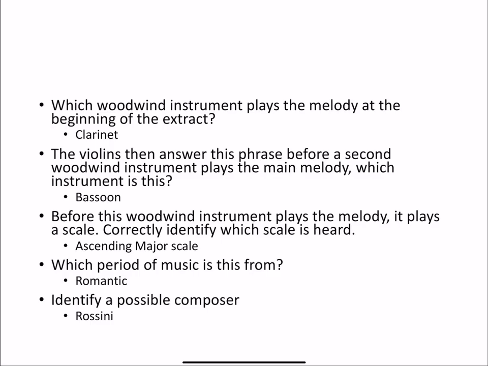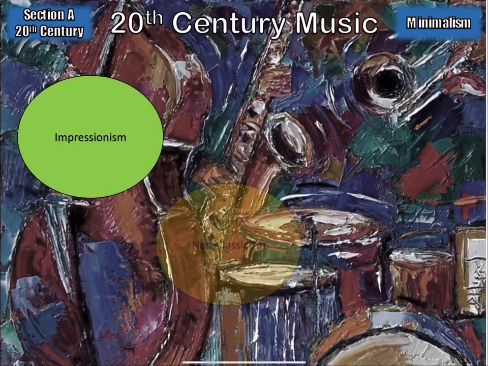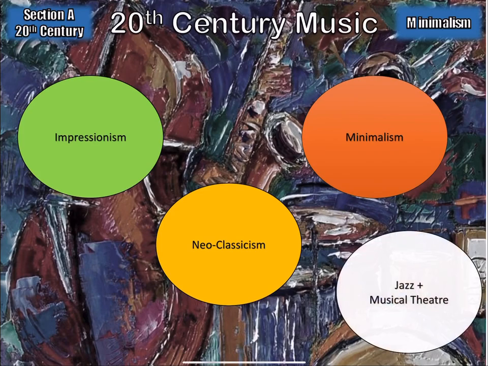Right, we're going to move on. So we're going to focus now on 20th century music, particularly minimalism. But I want to remind you that in theory, in the exam, you could be played any genre or any type of music from the 20th century, and so it's important you can recognize particular characteristics. However, you only need to name the following styles: Impressionism, Neoclassicism, Minimalism, and jazz, as well as musical theatre.